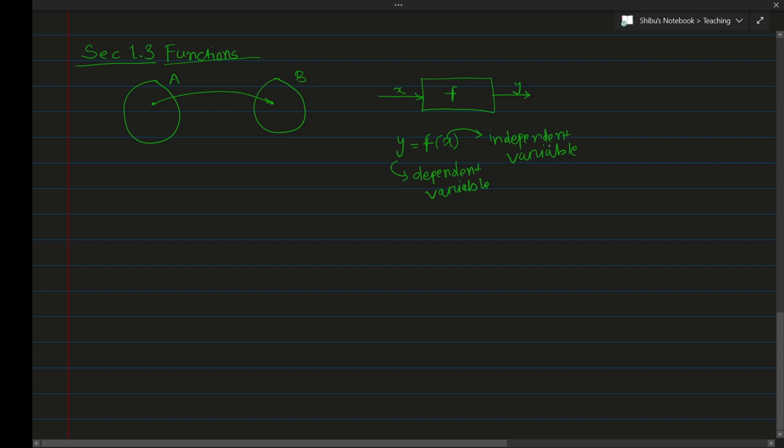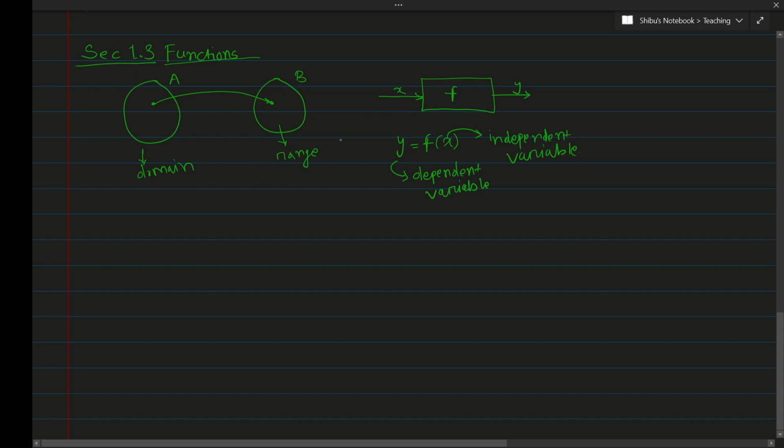Okay, so this set from which this x comes is called the domain of the function and this set is called the range of the function.